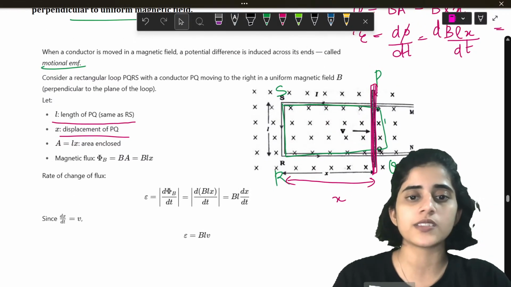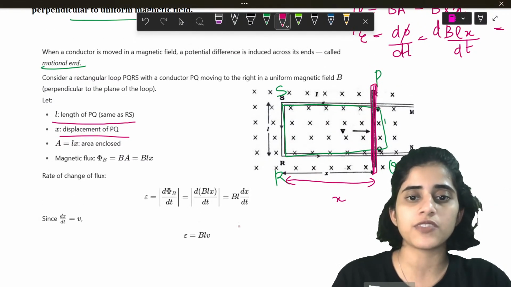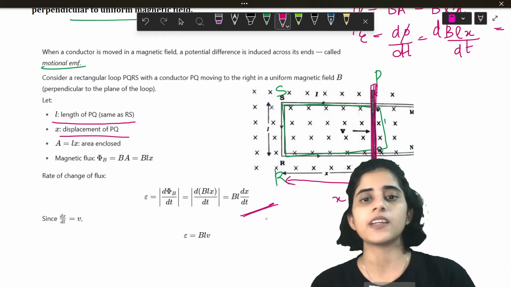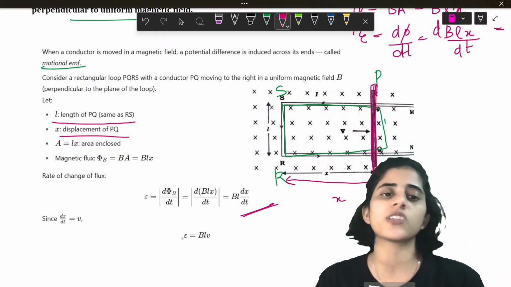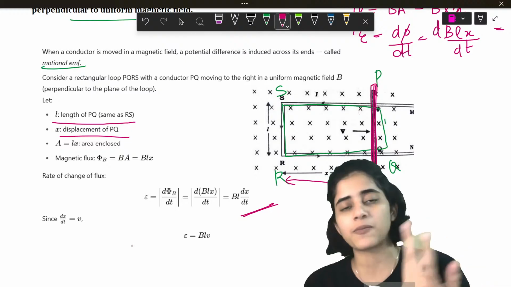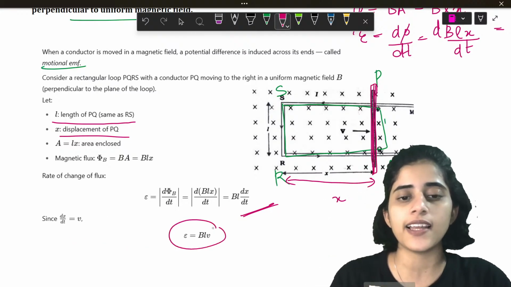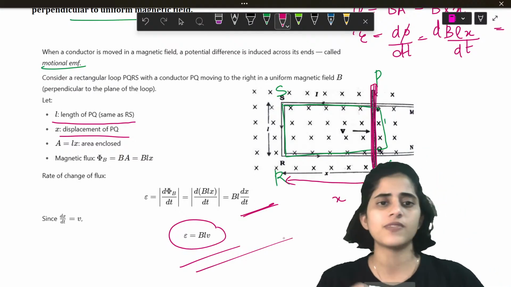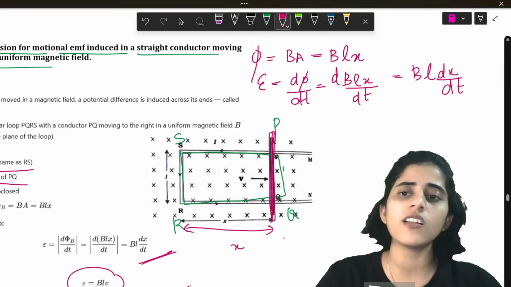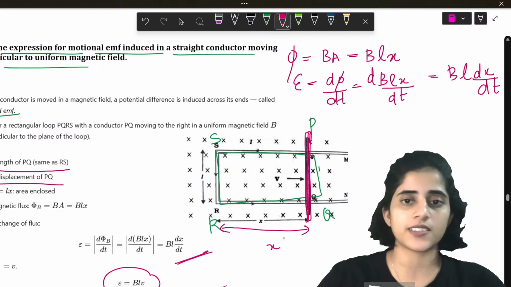So this is the rate of change of magnetic flux, BL dx by dt. Now dx by dt is v. We all know that velocity is change in displacement by time. So this becomes E is equal to BLv. See, very easy. These are all easy 3 markers.